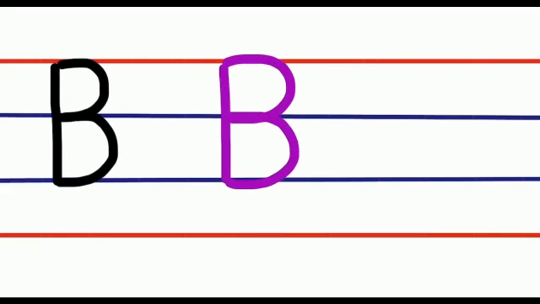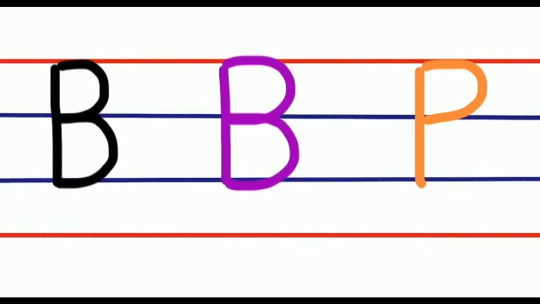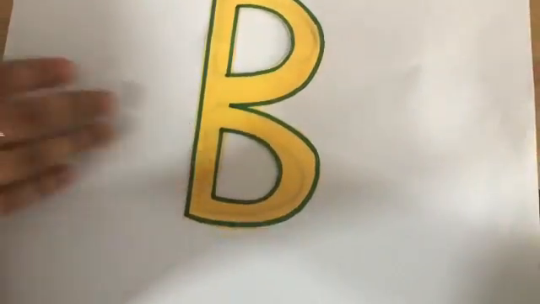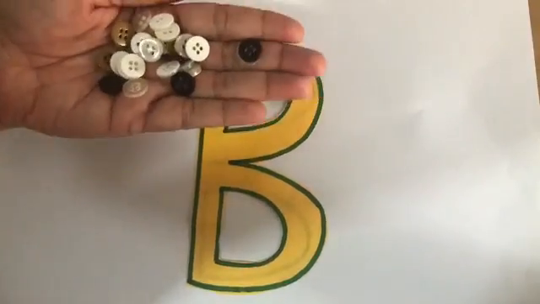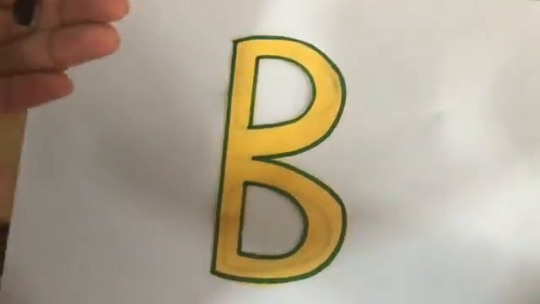Now let's write once again. First draw a standing line. Then two right curves from the red line to the second line and from the second line to the third line. Here's the letter B, and here I have some buttons with me. With the help of these buttons, let's form the letter B. Okay?